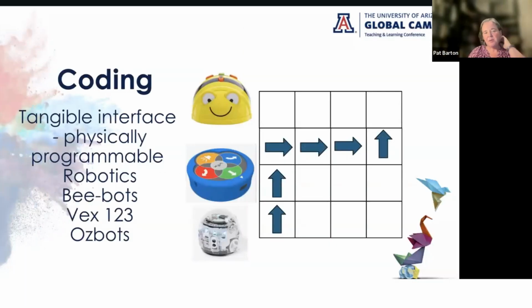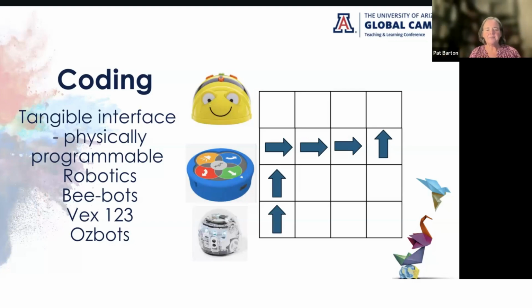The next step in the process is these little tangible interfaces. They don't require any screen. They're physically programmable robotics. The top one is called a Bee-Bot. The middle one is the VEX 123. And the bottom one is Ozobots. I know there are a lot of other products out there now, so if you have some ideas or ones that you've used, you can put that in the chat.